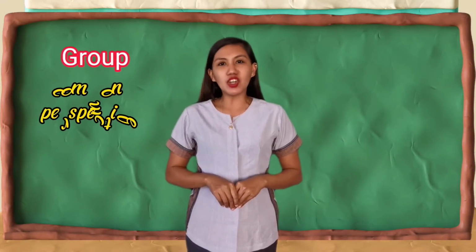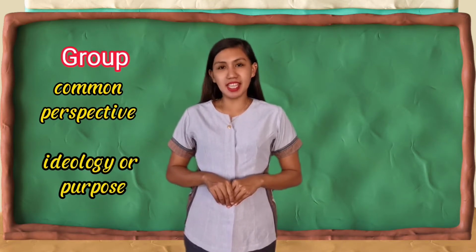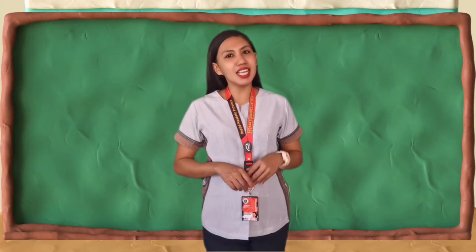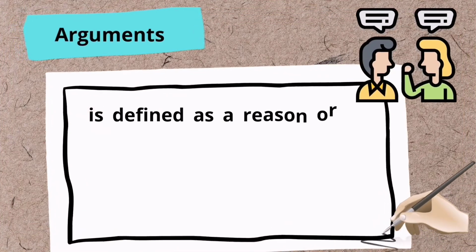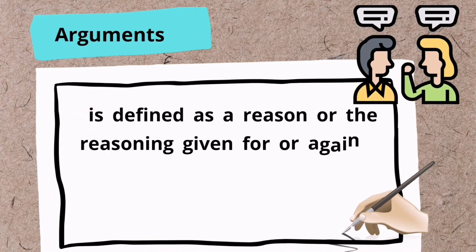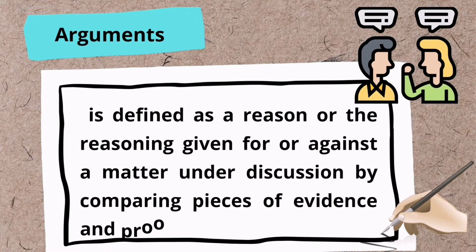Manifesto are generally written in the name of a group, sharing a common perspective, ideology, or purpose rather than in the name of a single individual. So, how are we going to know the presented arguments in a given text? But before that, let us first define what is an argument. Argument is defined as a reason or the reasoning given for or against a matter under discussion by comparing pieces of evidence and proof.